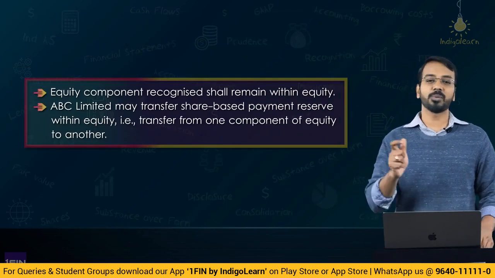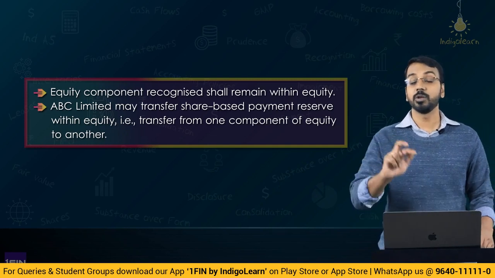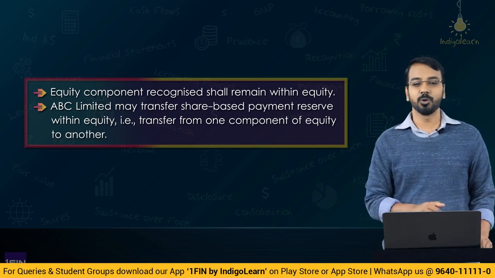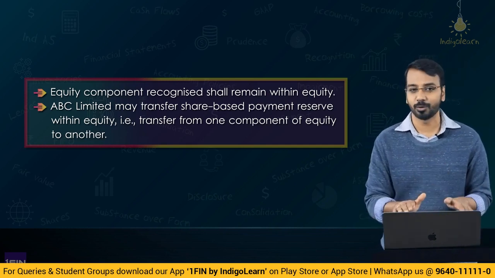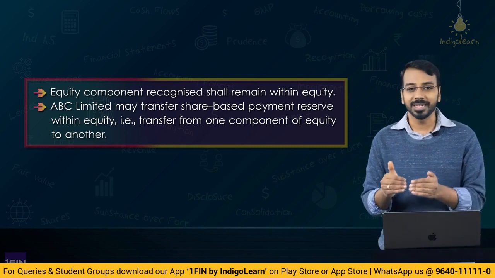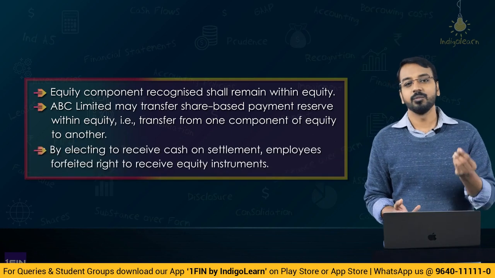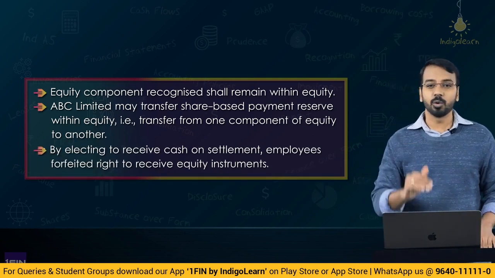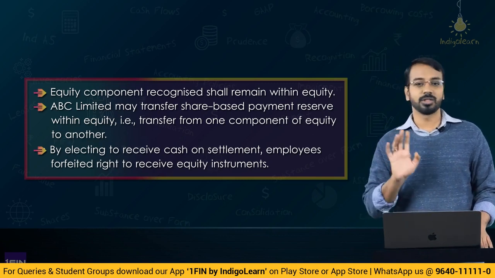You may move from one component to another component, but you will not move it out of equity or reverse it. It is not that because the equity shares are not being issued, we will reverse the expense and credit it to P&L. That is not allowed. Okay, that will not be done. It will remain in equity. It is like an option which was with the employee, which the employee has not exercised and hence it is being forfeited, and there will be no transfer back from equity component to the P&L. That is one more thing you have to keep in mind.